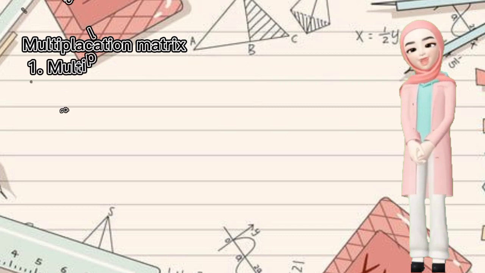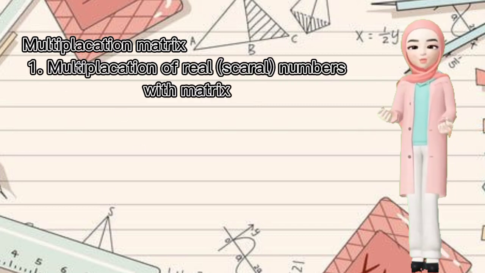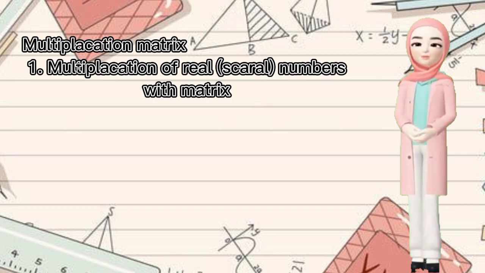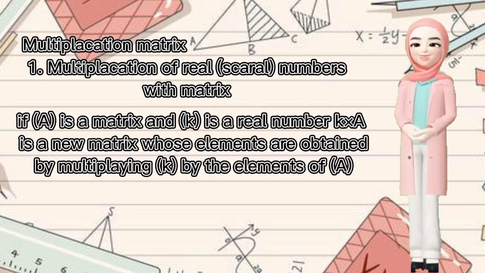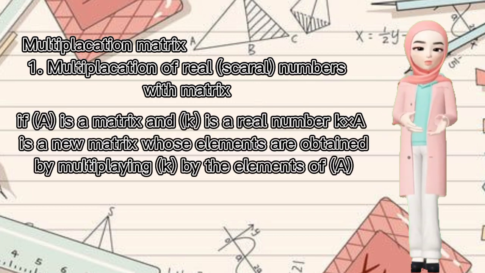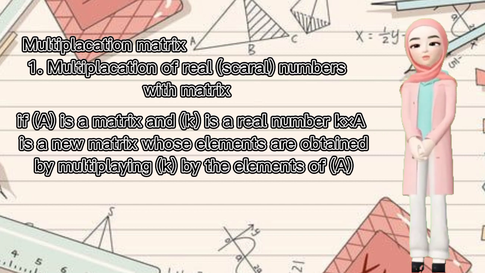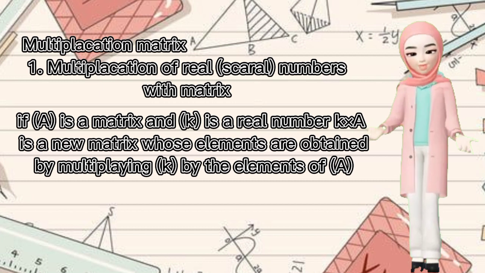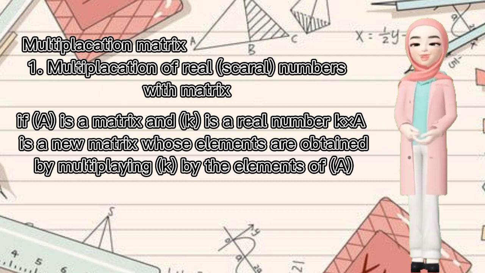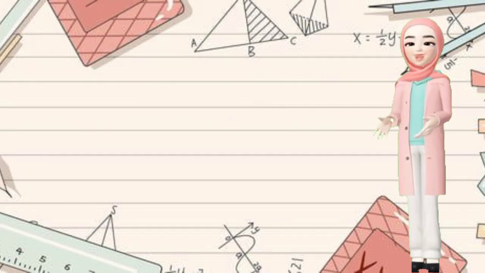Matrix multiplication. 1. Multiplication of a real or scalar number with a matrix. If A is a matrix and k is a real number, k times A is a new matrix whose elements are obtained by multiplying k by the elements of A.